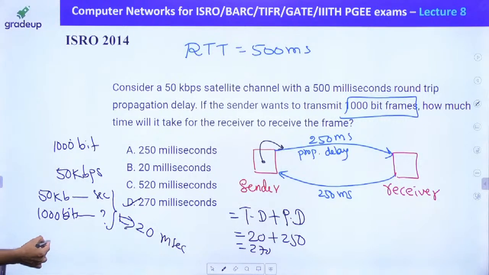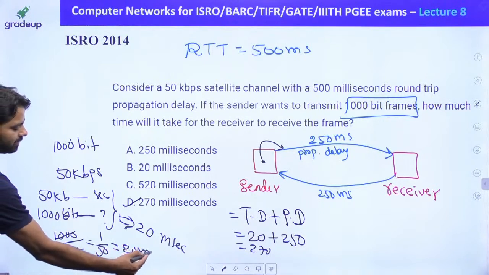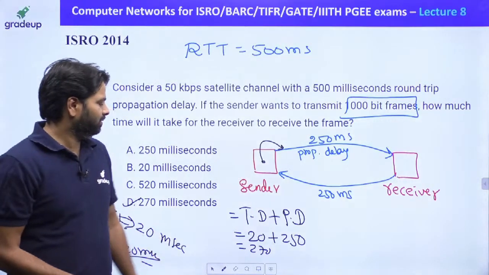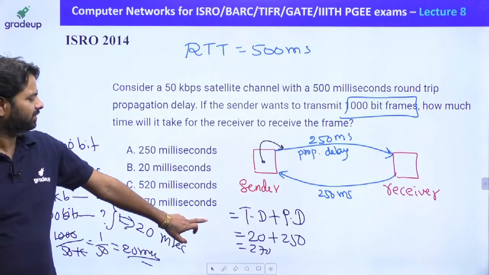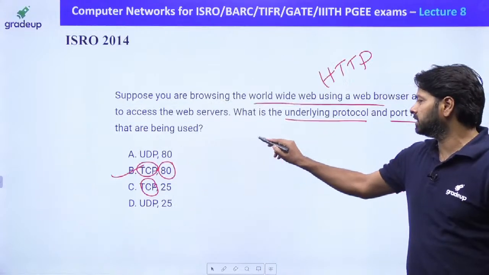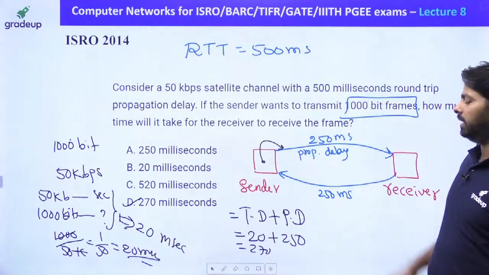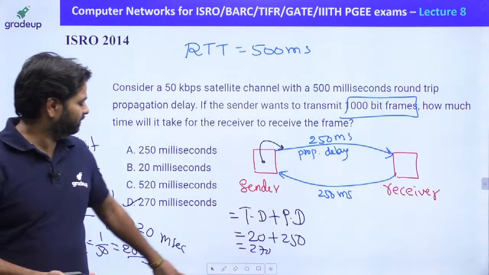Yeah, just do that. 1000 by 50, k cancel, which is equal to 1 by 50, which is equal to 20 milliseconds. Yeah, that's easy. Already propagation is given. So now total time is here. The transmission delay is 20 milliseconds, 250 plus that, to reach here you have 270 milliseconds.